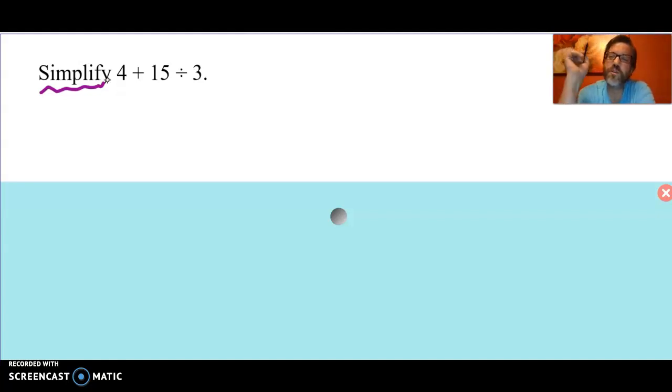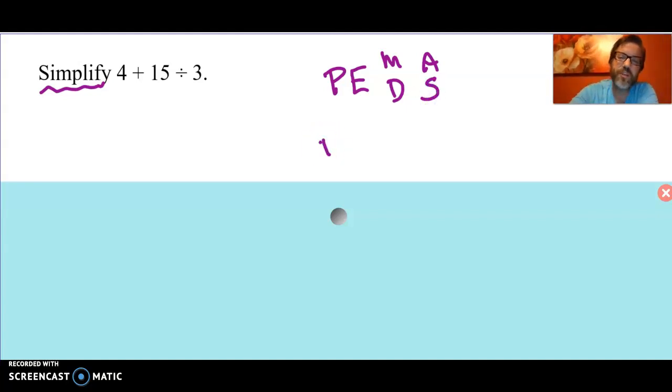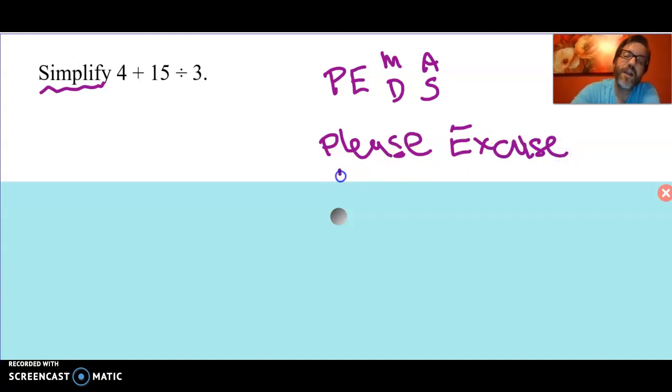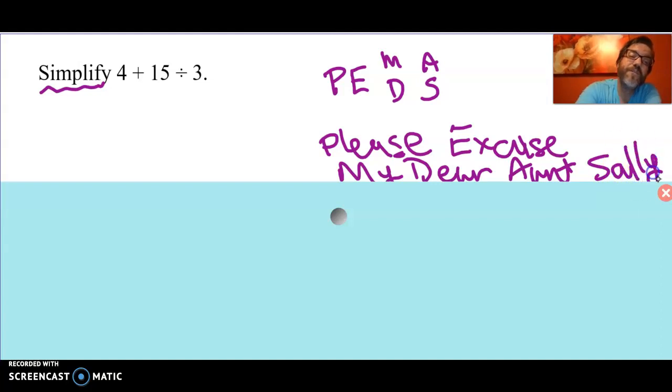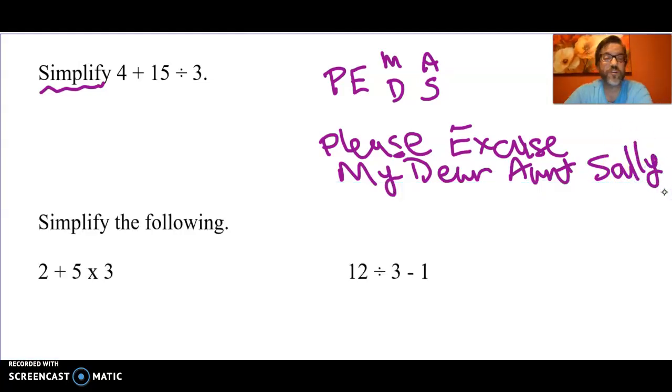So here I have this problem, 4 plus 15 divided by 3. Now, if you think about your order of operations, P-E-M-D-A-S, some people use a nice phrase to help them remember the order, and they'll say, please excuse my dear Aunt Sally. I know I'm kind of messy here. And you might be thinking, why do we have to excuse our dear Aunt Sally? What could she possibly have done? Well, it doesn't matter. It's just a fun phrase to help us remember order of operations.